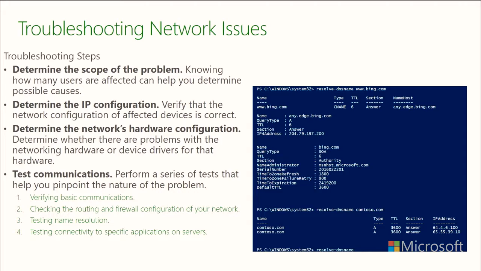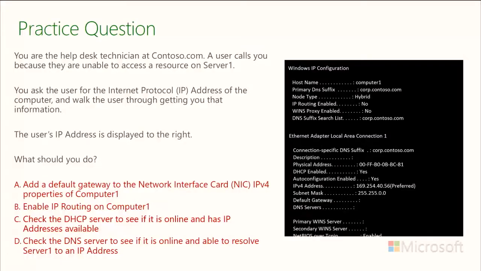So we have a practice question here for you. Raise your hand if you know this question. You are the help desk technician at Contoso. A user calls you because they are unable to access a resource on Server1. You ask the user for the IP address of the computer and walk the user through getting you that information. The user's IP address is displayed to the right. What should you do?